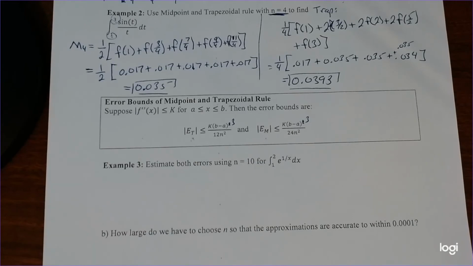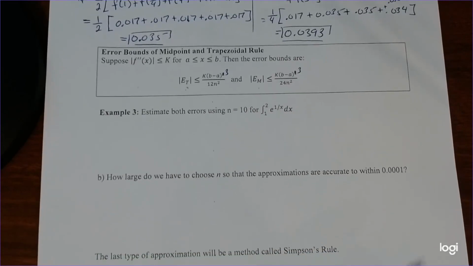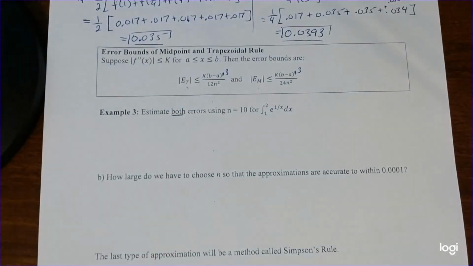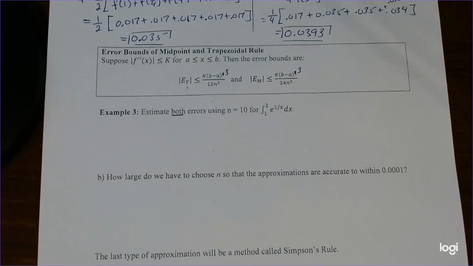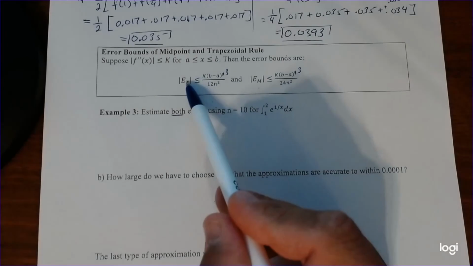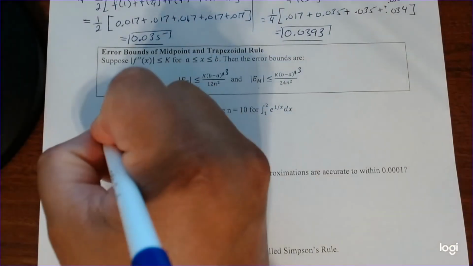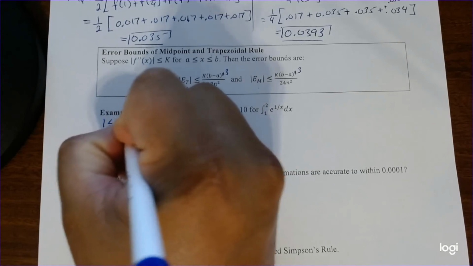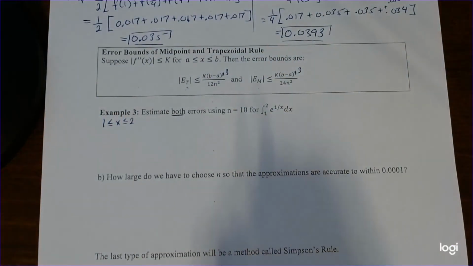But the question is, how do you use this? There's a lot of theory when it comes to it, and it's actually not as bad as you may think. So let's just try an example so you can see our error bounds formulas in use. Example 3 says, estimate both errors using n equal to 10 for the integral from 1 to 2 of e raised to the 1 over x dx. So we want both errors, and that's what we're asking for here. Let's first use the easiest of the two, the trapezoidal form. We know that x is between 1 and 2, according to our scenario, so that's between a and b.